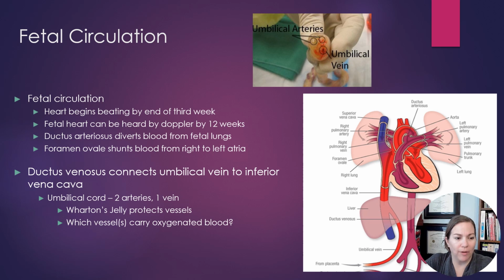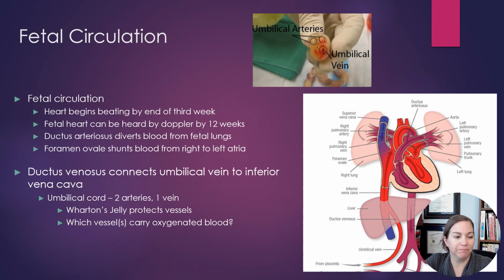The foramen ovale, some people say foramen ovale, shunts the blood from the right to the left atria. So again, there's just kind of an opening there when the baby's in utero. And then the ductus venosus connects the umbilical vein to the inferior vena cava. And of course, this closes after delivery, after the cord stops pulsating as well, because they don't need the umbilical cord after that.